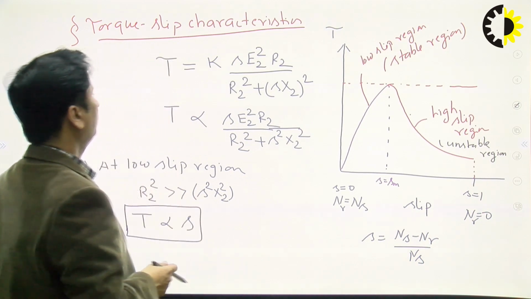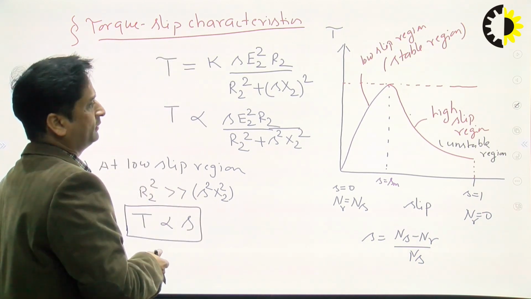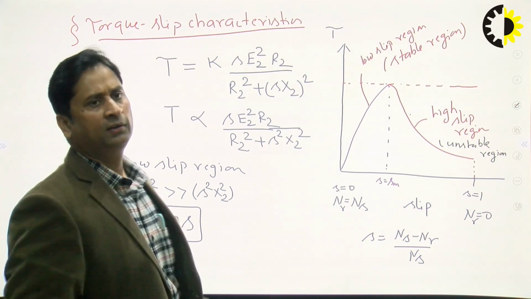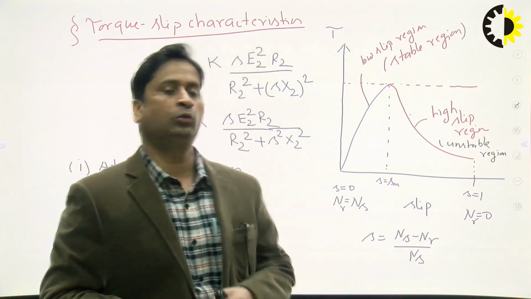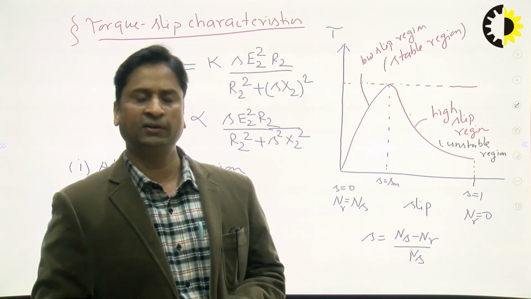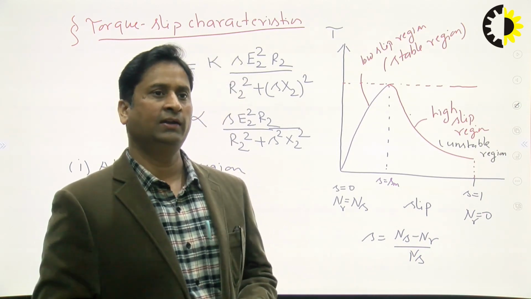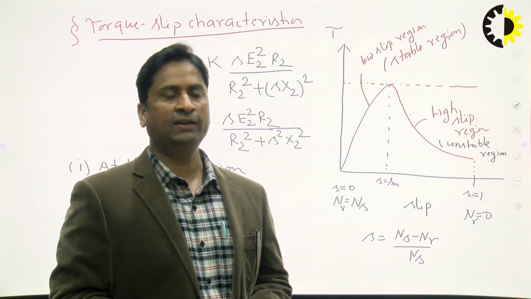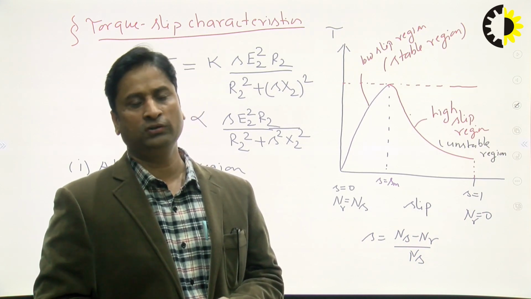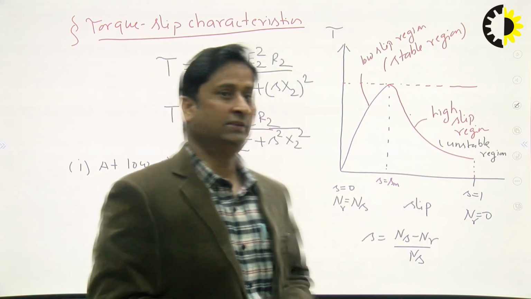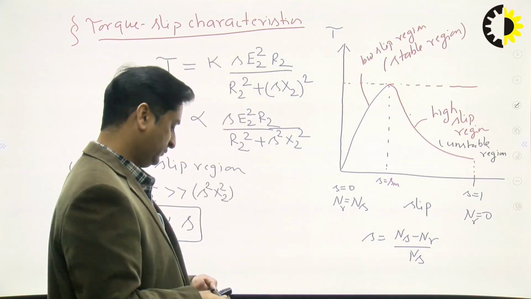So with this, the torque slip characteristic can be defined in the low slip and high slip regions. In the low slip region, the torque is almost linear with the slip, that is, T is proportional to S. When the slip is increasing, the torque is inversely proportional to the slip, so it will be a rectangular hyperbola. This is the torque slip characteristics.